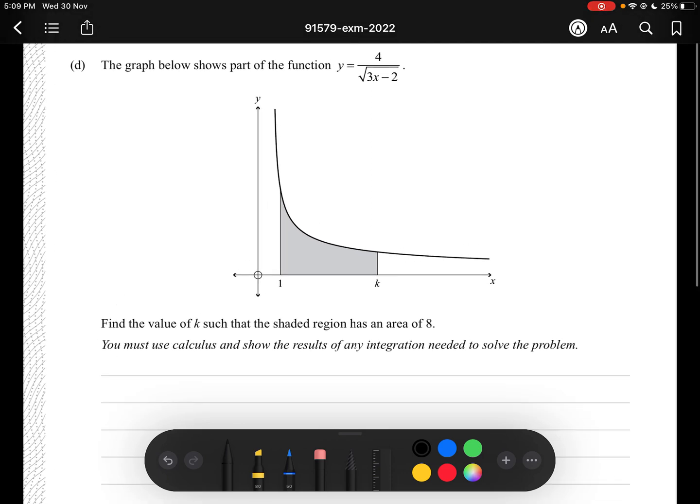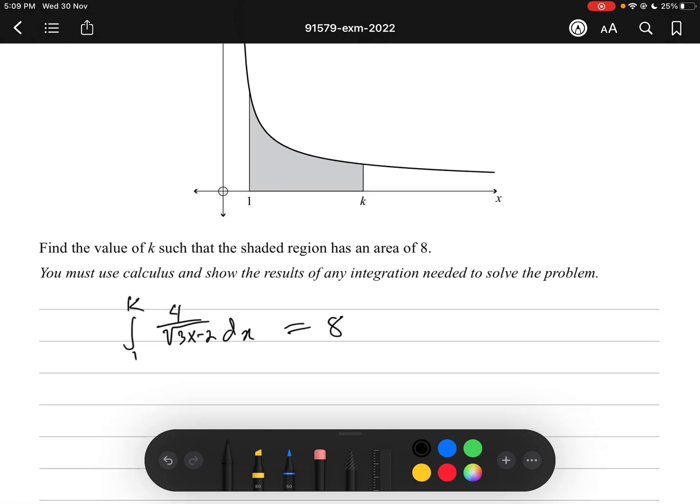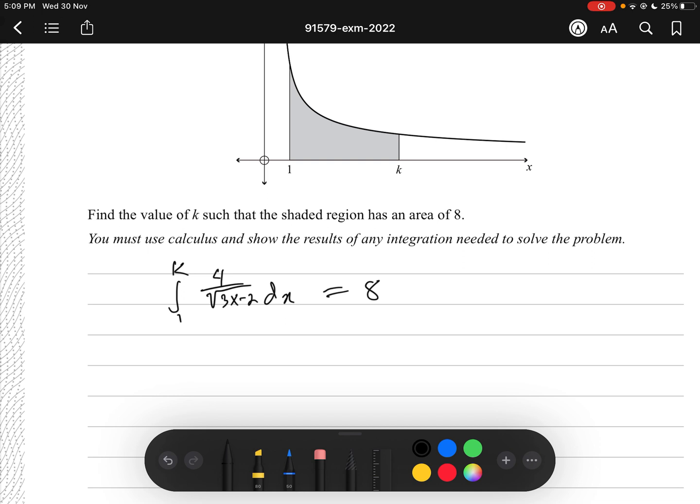So what we do know is that the integral of 4 over square root of 3x minus 2 dx from 1 to k is equal to 8, and that is equal to the area underneath the graph. So all we need to do is just integrate 4 over square root of 3x minus 2. So we're going to use the substitution here.